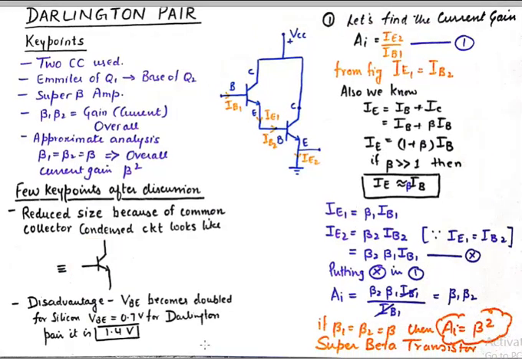And the disadvantage of this circuit is that there's going to be some VBE here and there's going to be some VBE here, and the total VBE of this equivalent transistor is going to be the sum of both the VBEs. So if we are talking about silicon BJT which has VBE of 0.7 volt, the total VBE of Darlington pair transistor is going to be 1.4 volts, which is a disadvantage nevertheless.